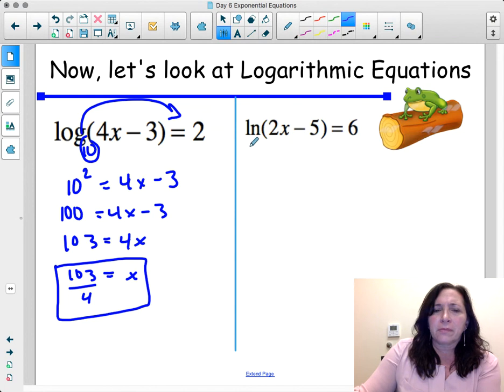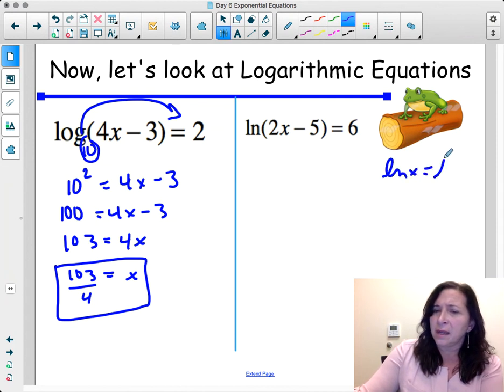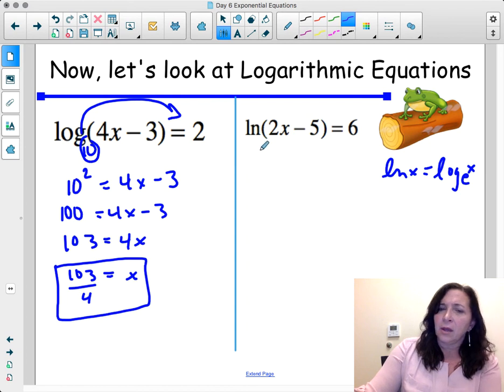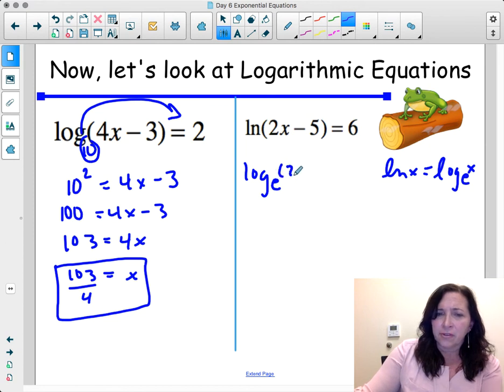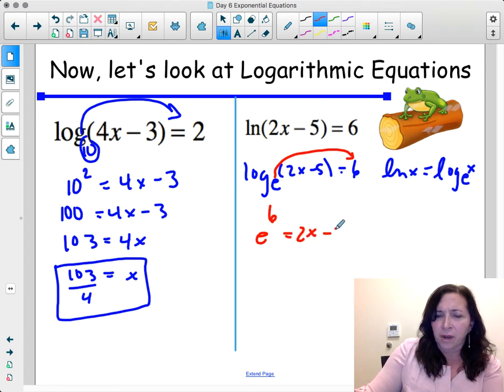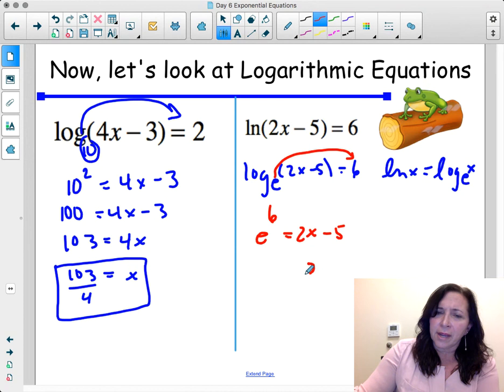For this problem, you might want to remember that ln of x is the same thing as saying log base e of x. If I replace ln with log base e, so log base e of 2x minus 5 is equal to 6, then I can rewrite this with base to a cross equal sign. So e to the 6th power equals 2x minus 5. I'm going to move the 5 over. I get 2x is equal to e to the 6th power, add 5.